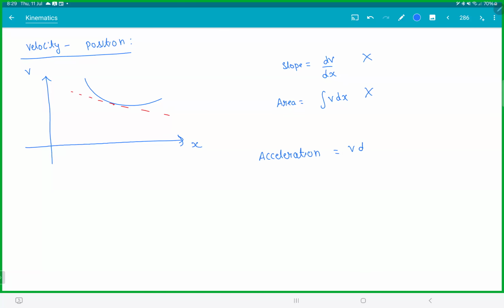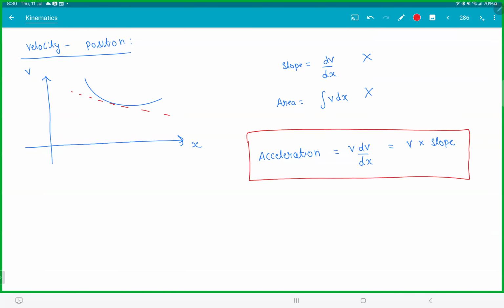But if you remember, the acceleration is v dv by dx. So velocity at a point into slope means something. Only slope is useless, but slope into velocity gives you acceleration. So in this there's really not much they can ask, except they'll give you the data. For example, it would look something like this.